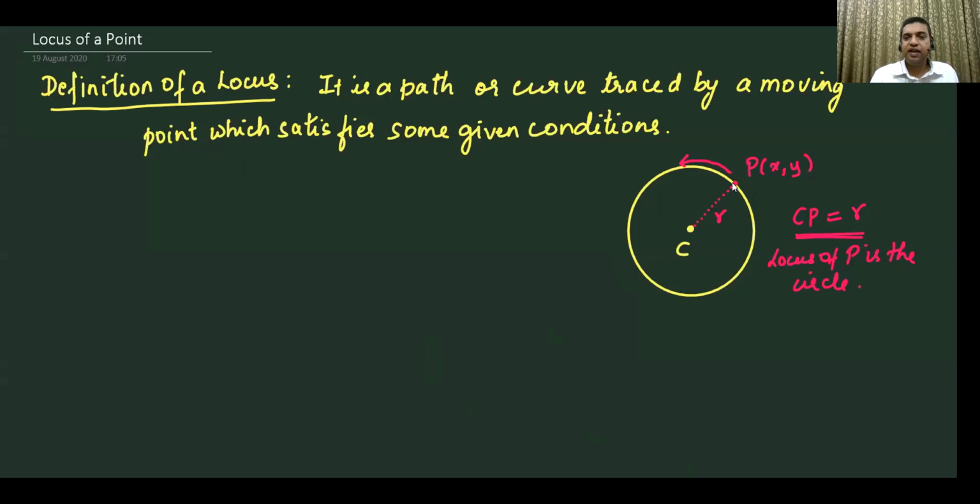So we say P moves such that its distance from this point C is constant, and the locus of P is a circle. So that's the definition of locus. And equation to the locus. We may physically understand, okay, it will be a circle. Each time it is difficult to understand what the figure is for different conditions. So we have to go by equations.